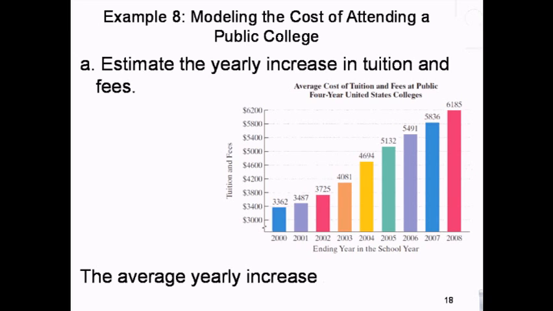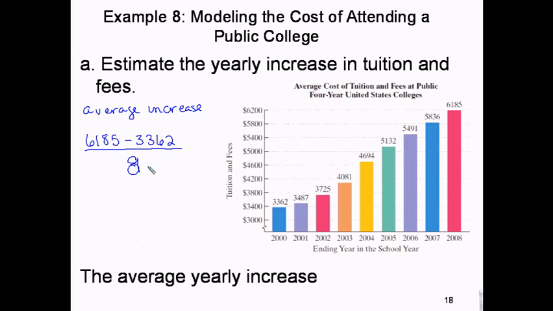So we're going to estimate the yearly increase in tuition and fees, and you'll notice from 362 to 487, and then 725, and then we go into the 4,000. It's not increasing the same amount every single year, right? So what we're going to do is find the average increase. To do that, I'm going to take the very last year and the very first year, and divide it by the number of years. So that's 8 years, right? 1, 2, 3, 4, 5, 6, 7, 8. Oh, 9 years. Sorry.